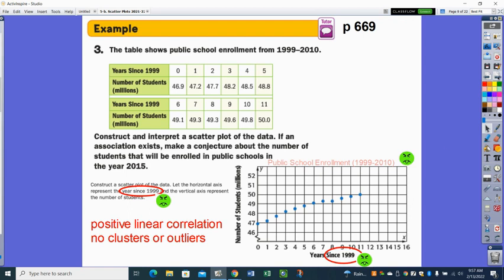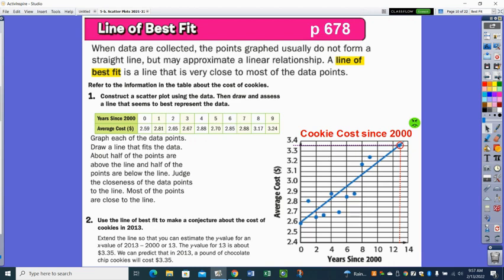Now, how can we use scatter plots to see what's going to happen in the future? That's what we're going to talk about now in what's called a line of best fit. And you're going to hear me call it a trend line, because that tends to be the words used out in the real world as well. So on page 678, we've got a scatter plot. Mr. Yuck's coming in to tell you there's no title.